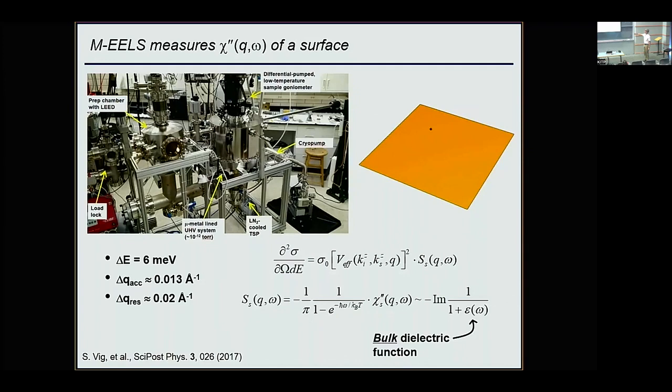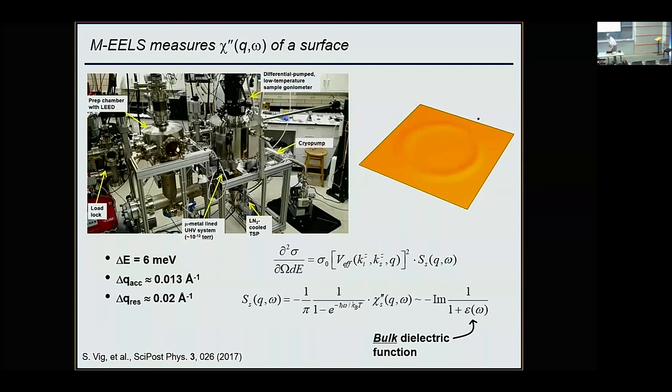The cross-section is some matrix elements, which have been calculated analytically, not by us, by Doug Mills in the 70s, times the density-density correlation function of the surface. And then S is related to a susceptibility, which is related to what those early authors spoke about, times a Bose factor. So this is the fluctuation dissipation theorem. In the limit that this is Q independent, this chi double prime is proportional to the imaginary part of 1 over epsilon plus 1, where that epsilon is the bulk dielectric constant. So this is a bulk probe. We have to have a conversation about what that means.